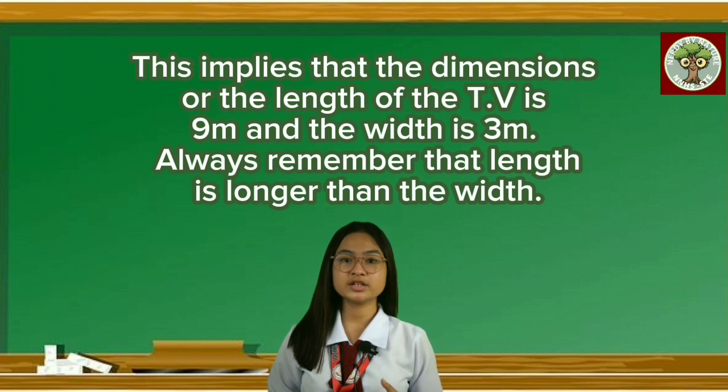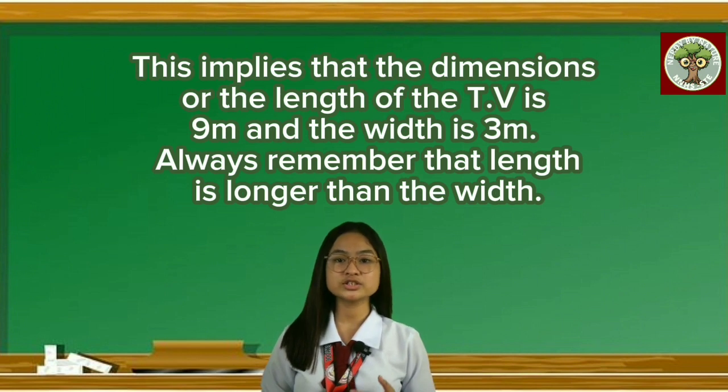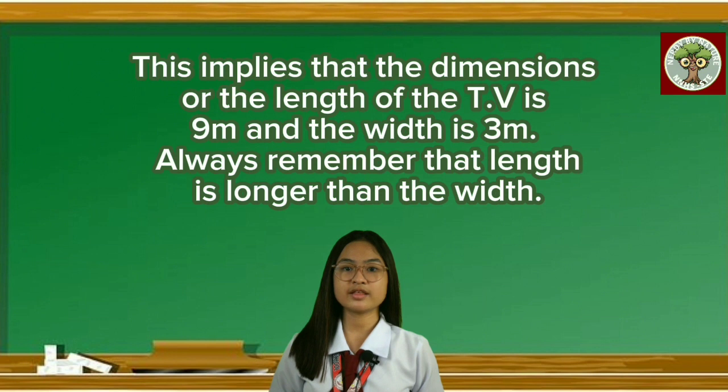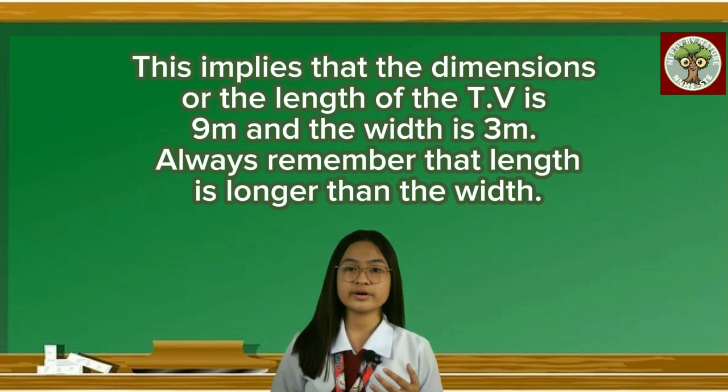This implies that the dimensions of the television are a length of 9 meters and a width of 3 meters. Always remember that length is longer than the width.